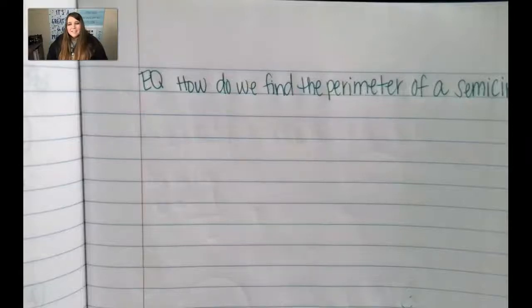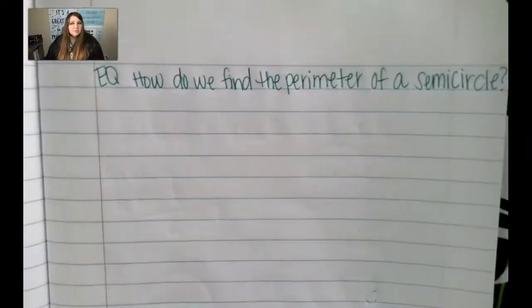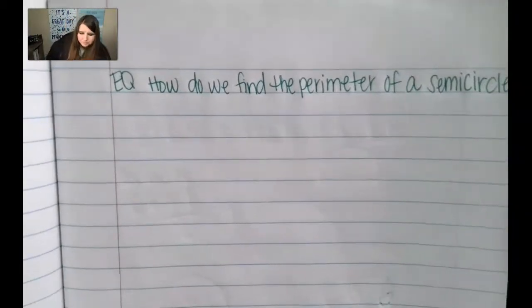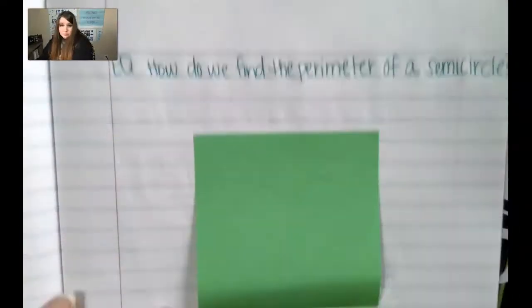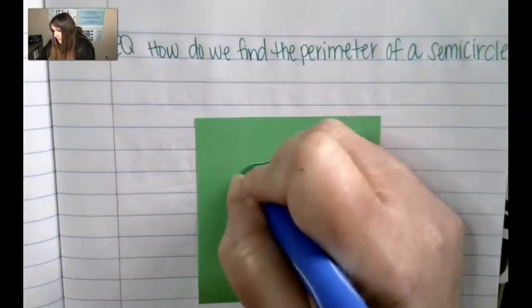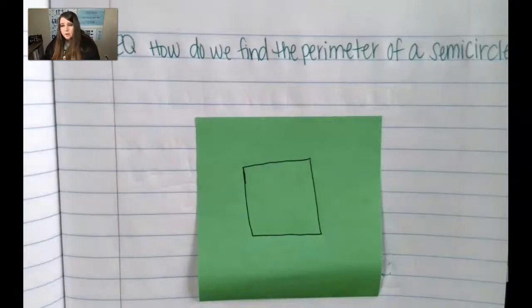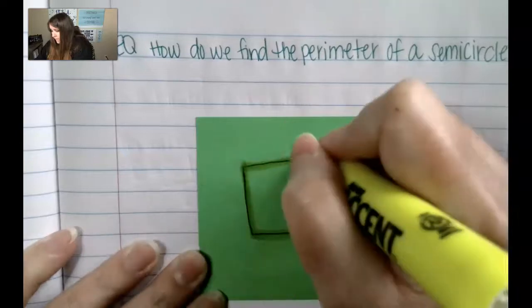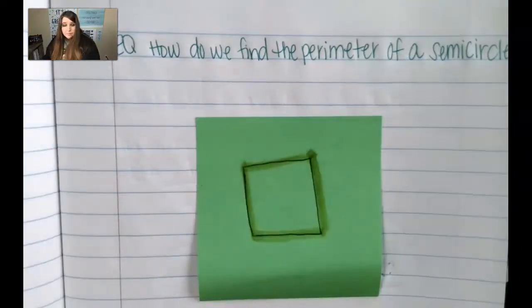Hi everyone! Today we are going to be answering the essential question of how do we find the perimeter of a semicircle? So we've been looking at perimeter. And we know that the perimeter is the outside edge or the sides of a shape. So when I have a square, to find the perimeter, I am going to use all of the sides to add and walk around, okay?